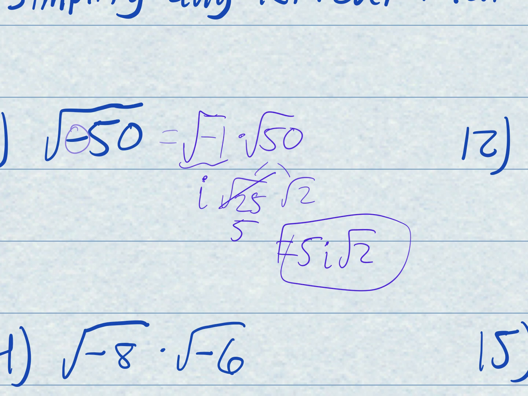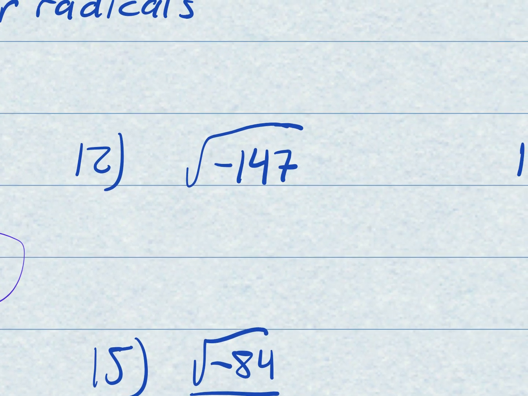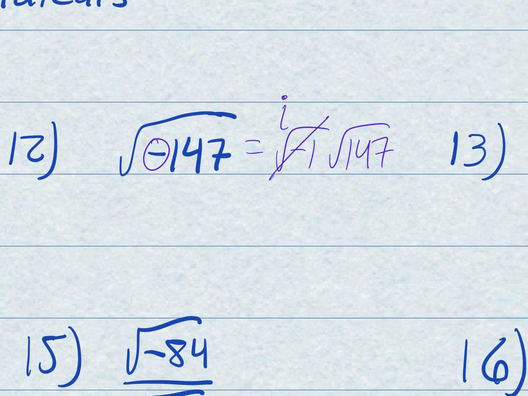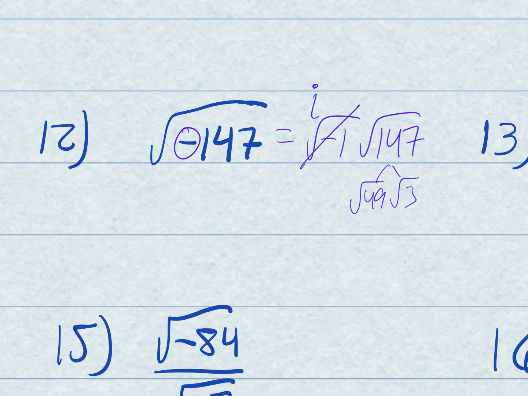All right, same thing with the next one. We have a negative under the radical. You can take that out immediately. It's going to be square root of negative 1, square root of 147. And the square root of negative 1 we say is i. Square root of 147, you can split that up into 49 and 3. And then square root of 49 becomes 7. So we should get as our answer 7i square root of 3.